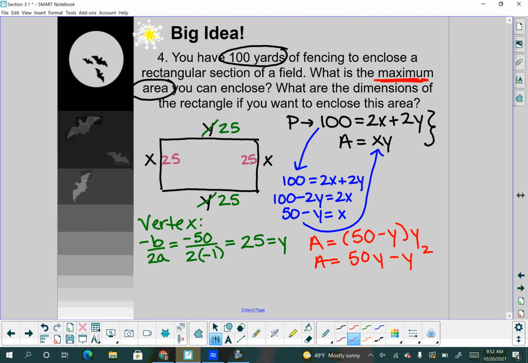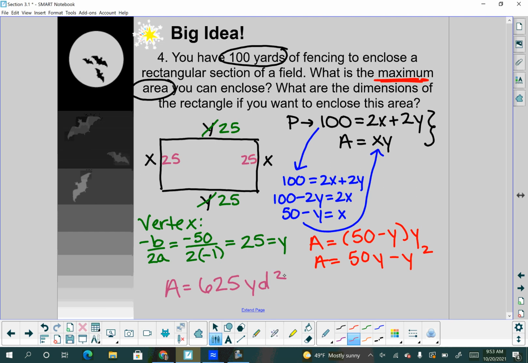That's all you need to answer this question. What are the dimensions of the rectangle? 25 by 25 yards. What's the maximum area? Just x times y, multiply them together. 25 times 25 is maximum area, 625 square yards, which, by the way, is the answer you would get if you plugged 25 back into that area equation. You'd get out 625. So it gives you one of the dimensions, which happens to be a square. The square maximizes the area. And then when you plug it back in, you get that maximum area.